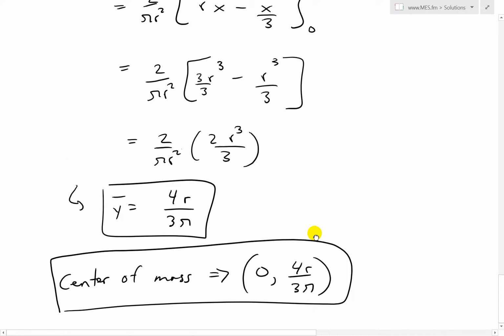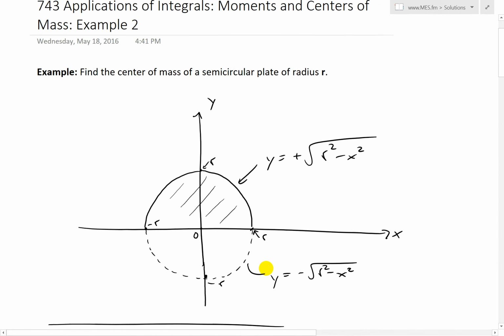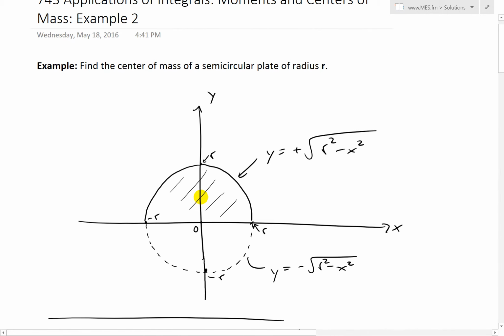And now we can write that into our point right here. Let's go up all the way here. So it would be somewhere here. It's going to be a bit below the exact center of these two because there is a bigger area at the bottom. So that center point right here is 0 and 4r over 3 pi. I'll call it C, the center of mass right here. Okay, so that's the point right there.